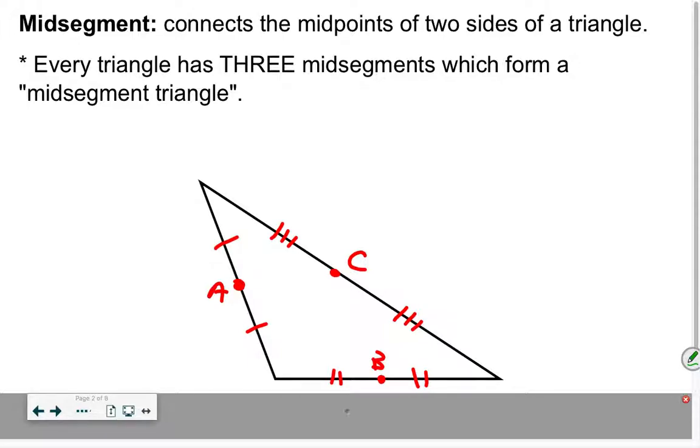And if you're in my second and fourth hour classes, we did a project like this already. If I connect my midpoints together, so if I connect A to B, that's what a midsegment is. A midsegment connects two midpoints together. And I can connect B to C, and I can connect A to C.